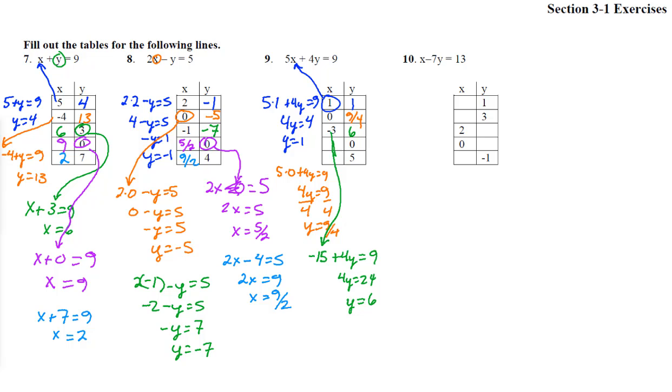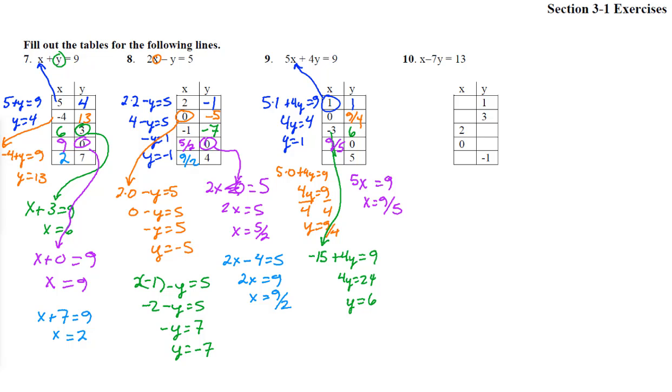Oh boy. All right, now let's stick in 0 for y and we get 5x plus 4 times 0, so plus 0 equals 9. Divide by 5 and we get x equals 9/5. Oh, I like those zeros. That makes it nice. 9/5 there.